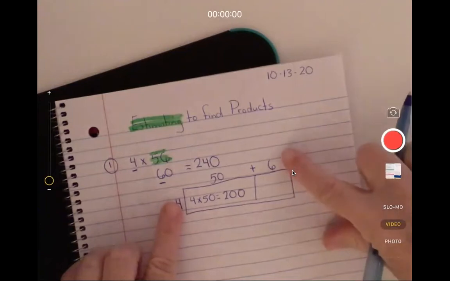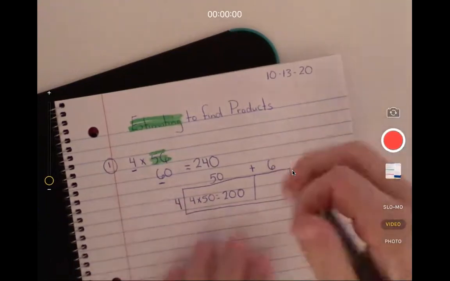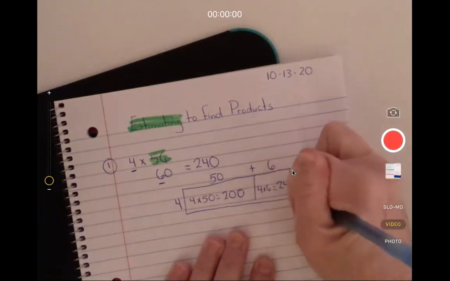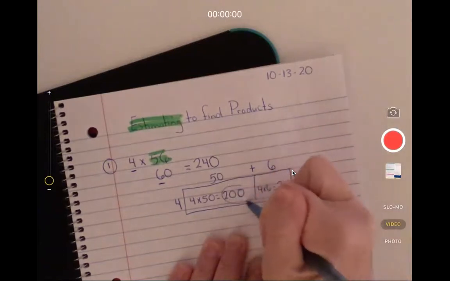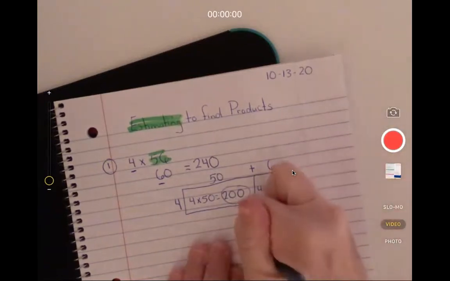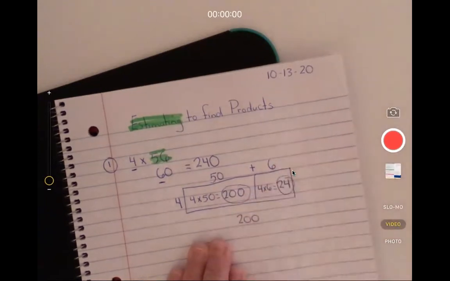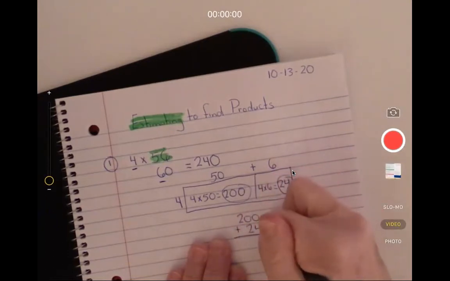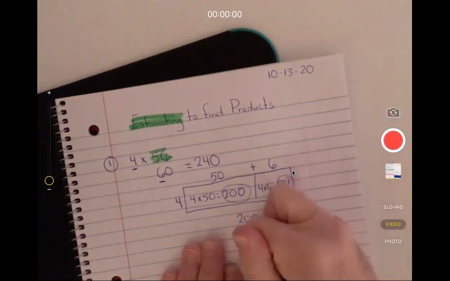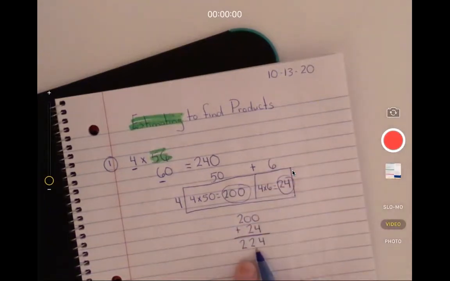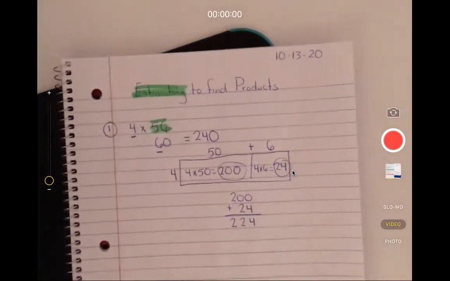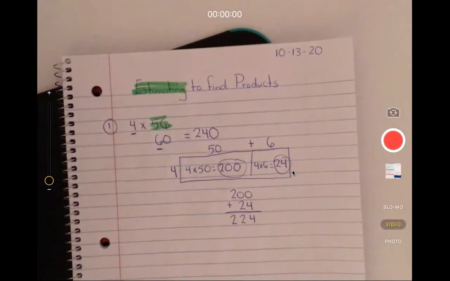And now I can find the area for my other section, 4 times 6. So I'll write that in there. And I know that quickly equals 24. Now I can add my two products together. I'll start with the big number on top, 200 plus 24. Add it together, 4, 2, and 2. So I got 224 for the actual answer. When I estimated, when I rounded, I got 240. So those are actually relatively close. So I know that I'm within the ballpark.